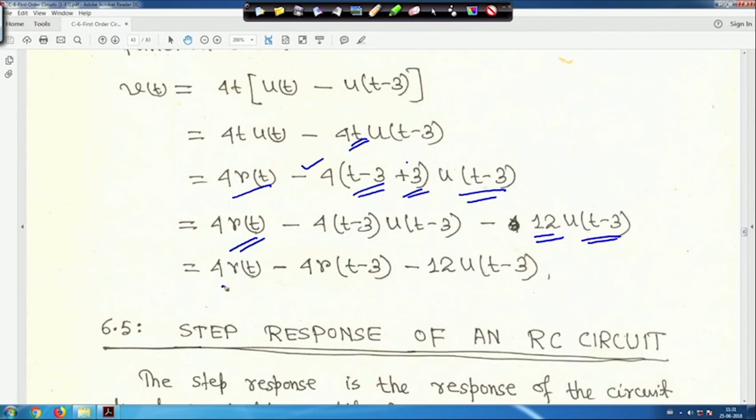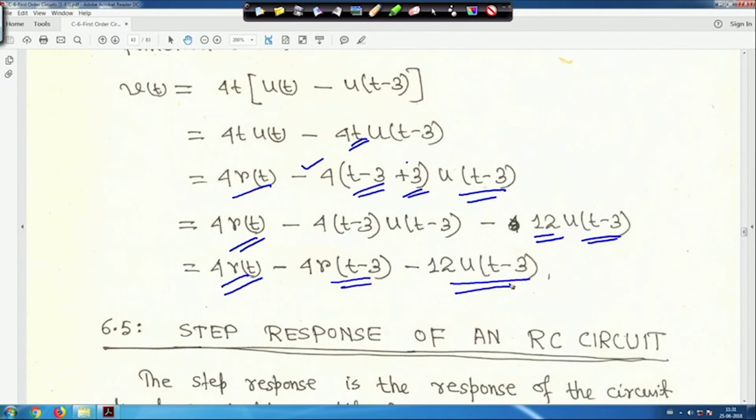That is equal to 4r(t), the ramp function, minus 4r(t minus 3), that is the delayed ramp, which we have already shown in the ramp function, right. So, minus 4r(t minus 3) minus 12u(t minus 3). So, this is the answer.